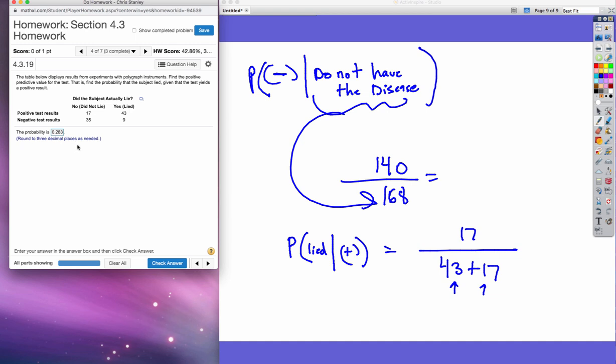Okay, round to 3 decimals. Okay, I did that right. Let me just make sure I got it right. Find the probability that the subject lied given that the test yields a positive result. So positive results of those two, oh, that should be 43. I went to the did not lie. So it's the complement to that. So it should be 0.717.